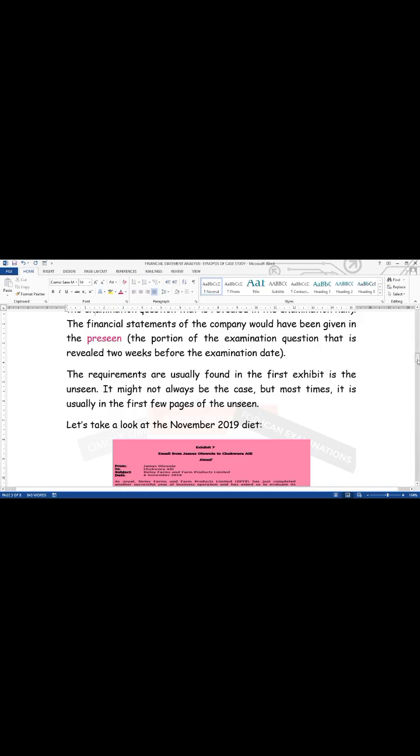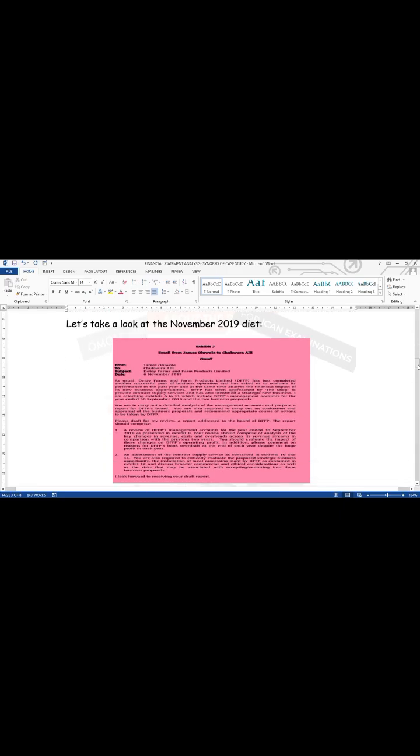So I was showing you the November 2019 diet. Now let's look at what they told us there. Let's use another color because that color is pink. Now, this is Exhibit 7 that was given in the November 2019 diet. You were told, as usual, the Toy Farms you were to have as a client. So they have given you some information. You have to carry out a detailed analysis of the management accounts and prepare reports for the board. You have to carry out an evaluation and appraisal of the business proposals and recommend an appropriate course of action.